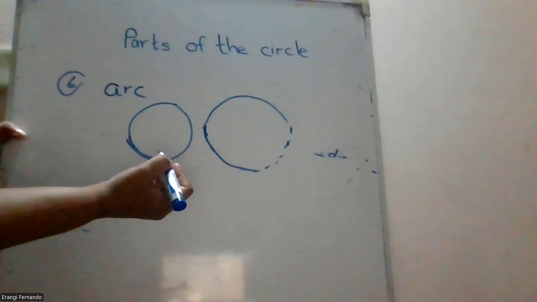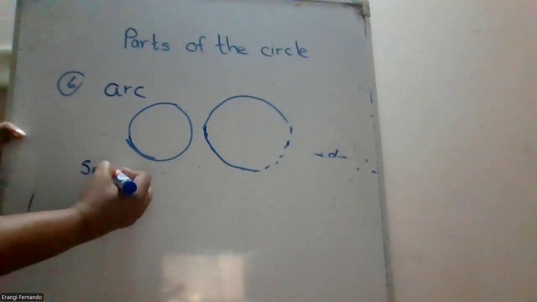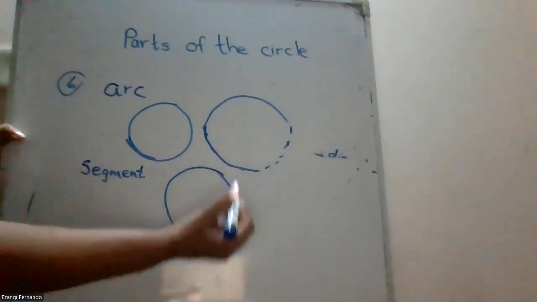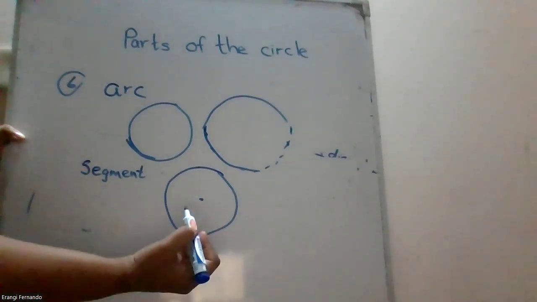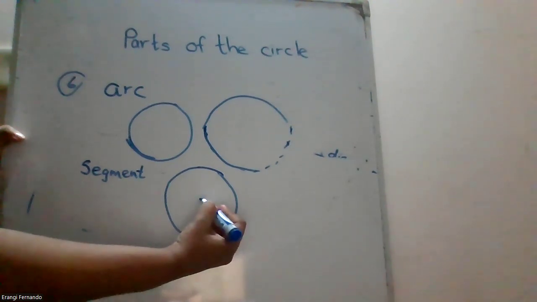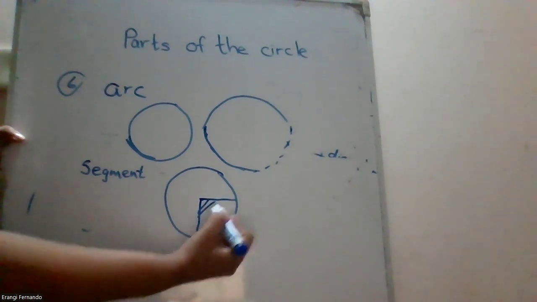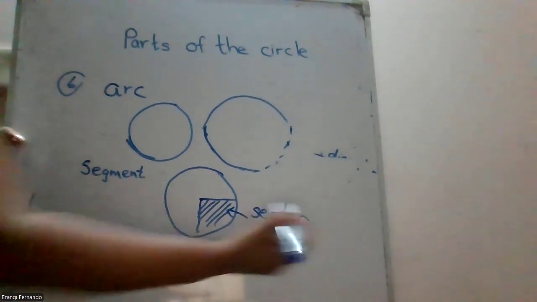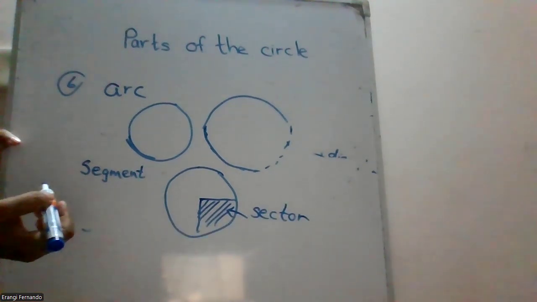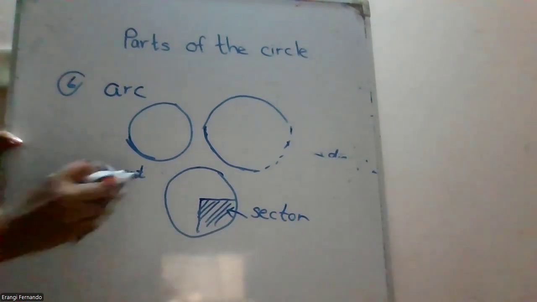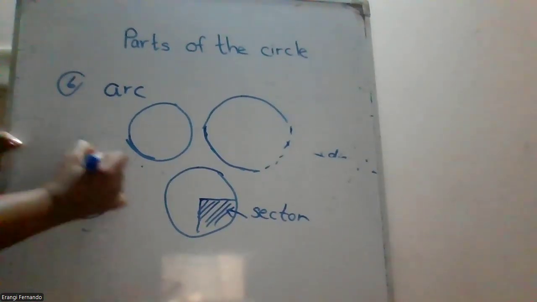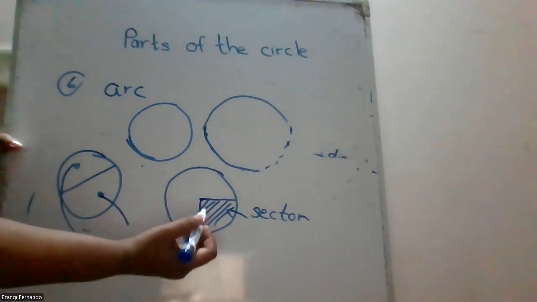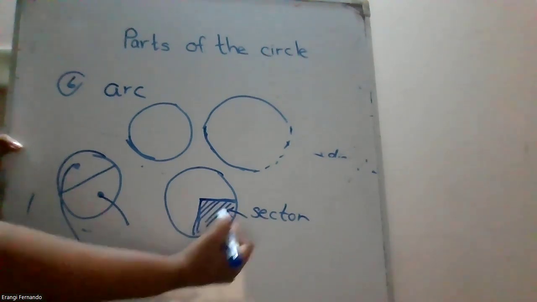The next one. Segment. Now this is the circumference. This is the center. From center to circumference, when we draw two radii, this part we call sector. Not the segment, sector. The segment is here. These are segments. I told you minor segment, major segment. This is sector. When you meet two radii, you will get the sector.